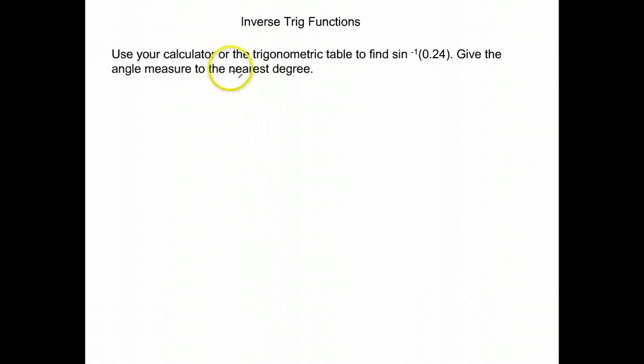All right, here we go again. Use your calculator or trig table to find sine. Notice the little -1 here. That tells us we're doing inverse sine of 0.24. And again, what that answers is what angle has a sine of 0.24. Okay, if we had it in a picture and we wrote down the ratio and found its decimal, the decimal's 0.24, what angle did that come from?